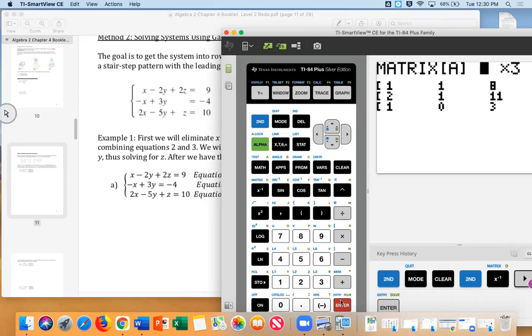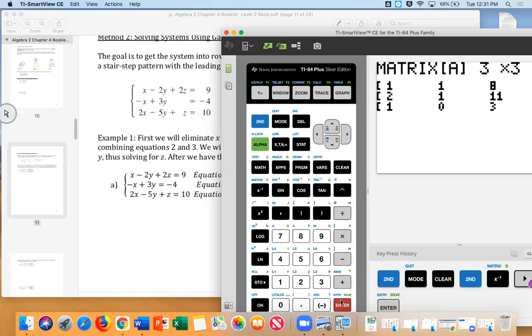How many equations do I have? How many variables do I have? 3 by 3. Make sense? If you have 2 equations, you better have 2 unknowns. Here's the trick. Here's the catch.